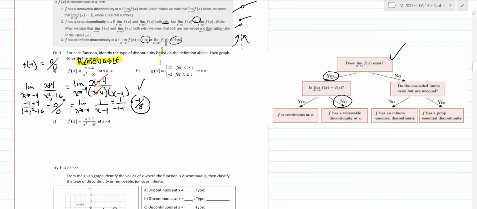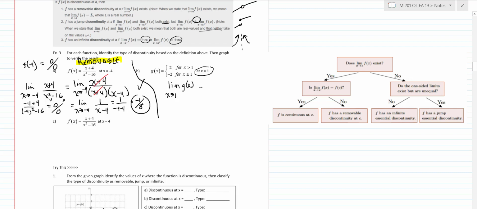Okay, let's try this next one here, and we'll just continue to follow this flow chart. Next thing we do here is, again, we're going to see if the limit exists at this point or not. Well, this is a piecewise function, so really all you can do on this is look at the left and right-hand limit. And so step one would be, let's just look at the limit of g of x as x approaches 1.